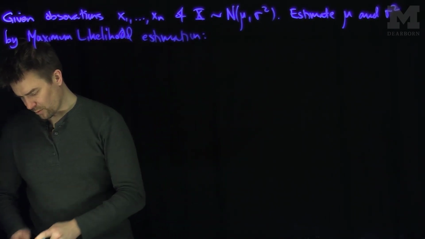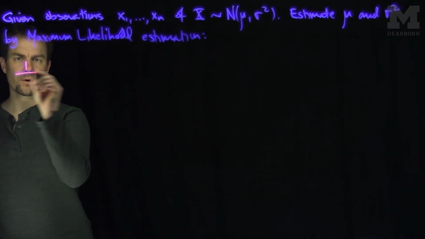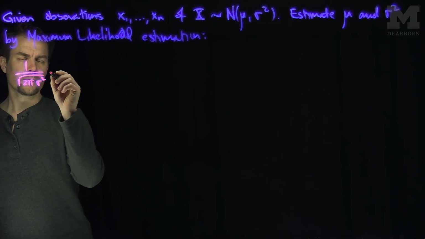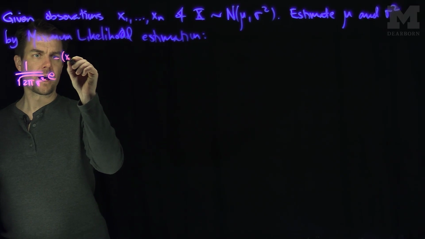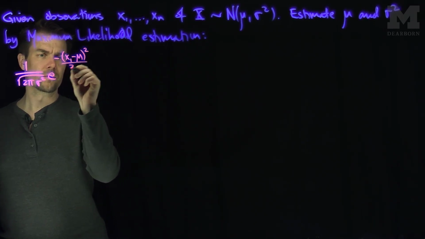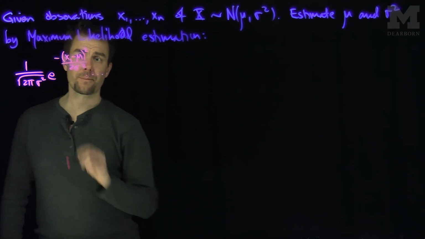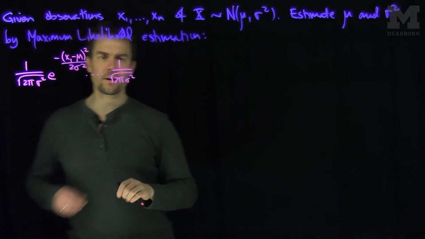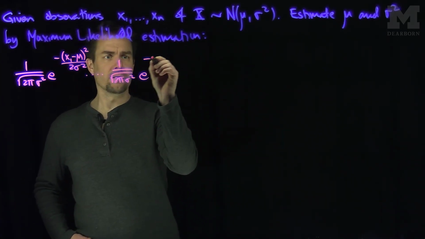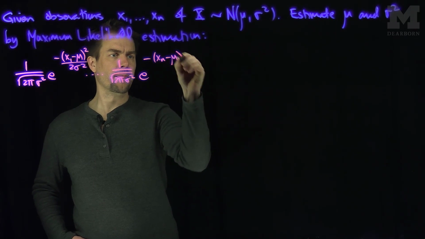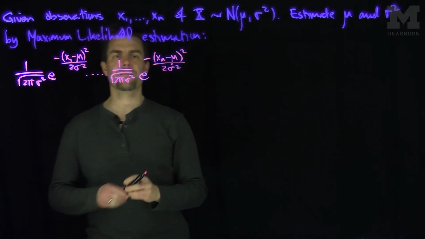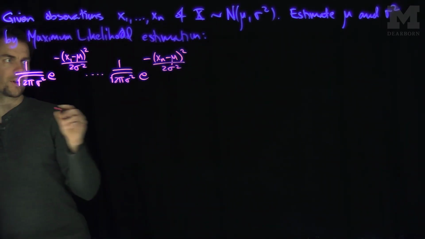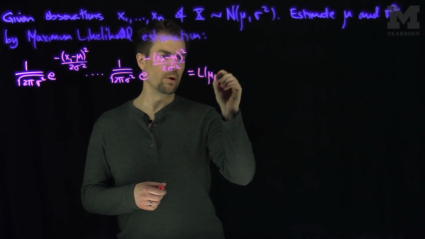So I'm going to take the normal distribution, where it is 1 over the square root of 2 pi sigma squared times e to the negative x1 minus mu squared over 2 sigma squared, and multiply it by itself a whole bunch of times, up to 1 over the square root of 2 pi sigma squared times e to the negative xn minus mu squared over 2 sigma squared. Okay, there we have it. That's the likelihood function. So this is our function L, and it depends on mu and sigma squared.